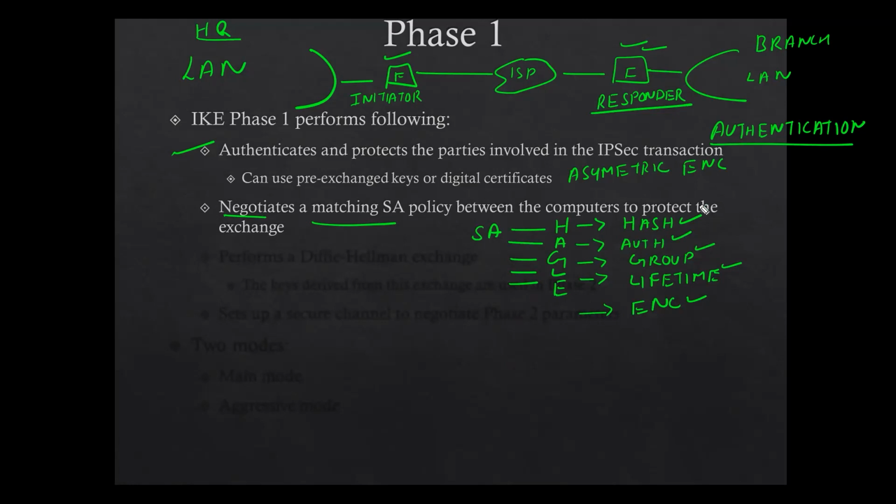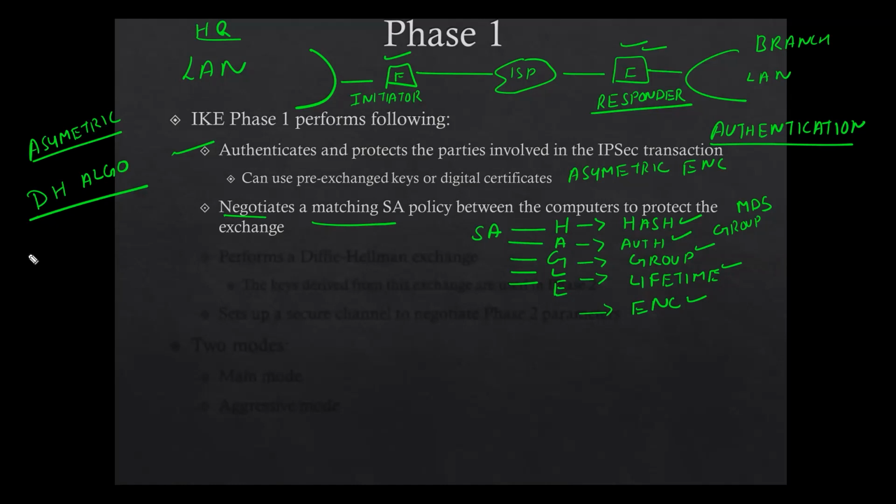Hashing is done with a protocol called MD5. And authentication is basically groups, DH groups, Diffie-Hellman groups. Now, what are Diffie-Hellman groups? Diffie-Hellman is basically, you remember the asymmetric encryption? Yes. Asymmetric encryption is done with the help of the DH algorithm. DH algorithm is the Diffie-Hellman algorithm.